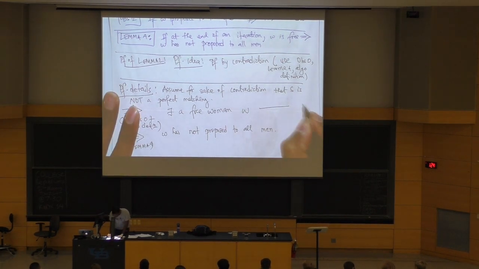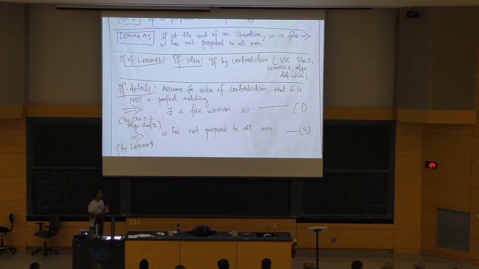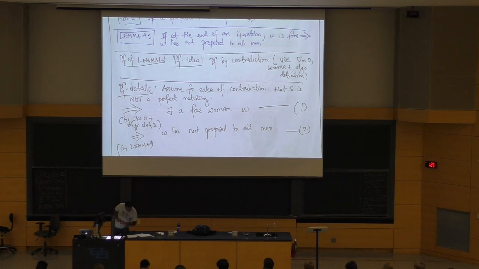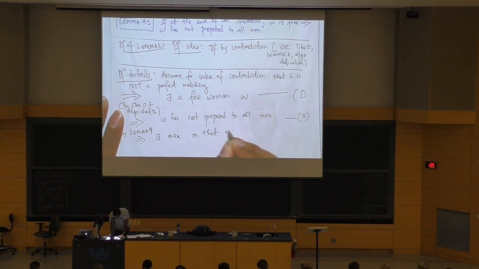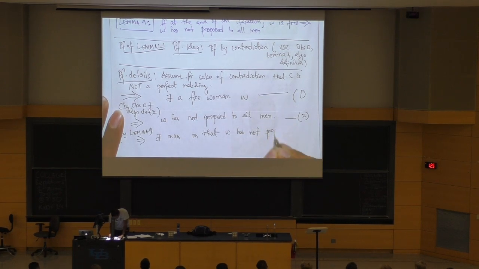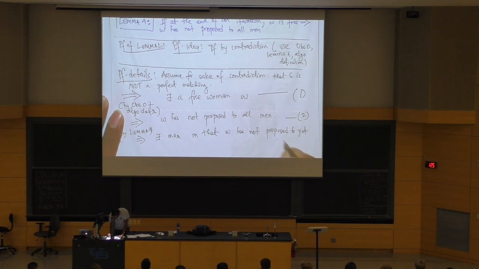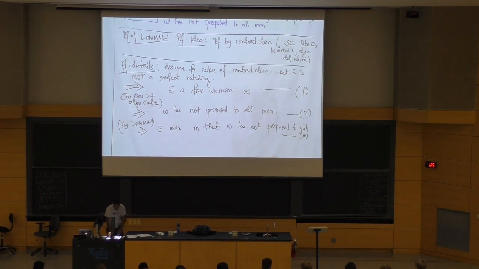Okay, so I have deduced two things. There is one free woman W, and that she has not proposed to all men. In particular, this implies there exists a man M that W has not proposed to yet. And I denote it by star because I'll make use of this.